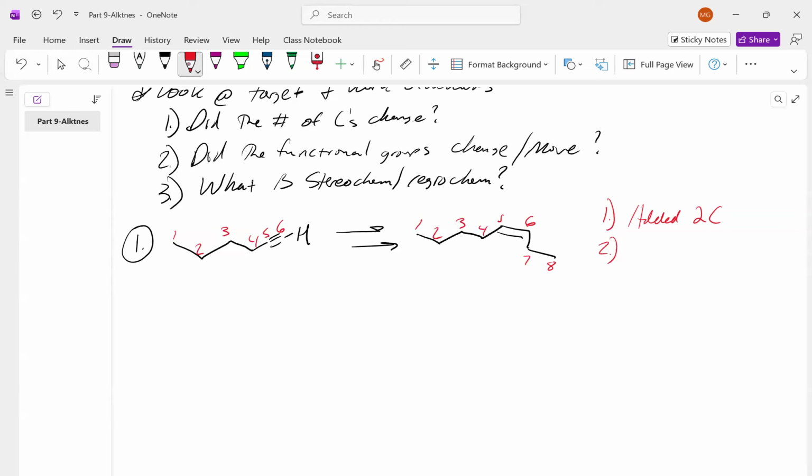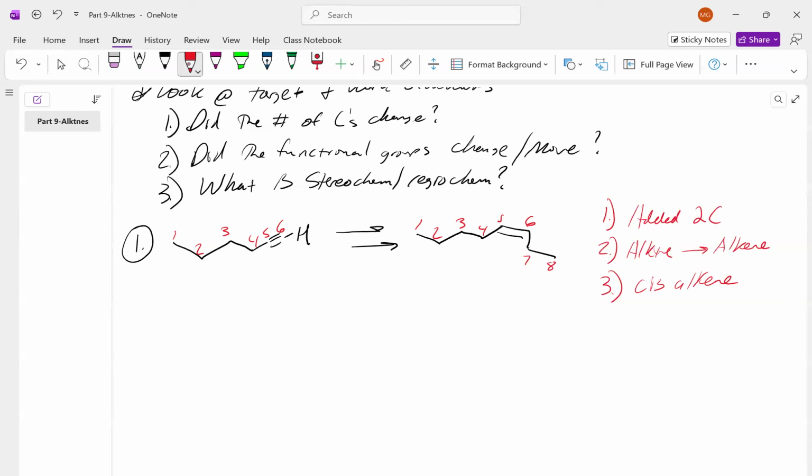Was there a functional group change? Well, yeah, I started with an alkyne and ended up with an alkene. And then number 3, do I have to deal with any stereochemistry or regiochemistry? I want you to look really closely at our target. Look at carbons 5 and 6. Is that a stereospecific double bond? Is there any stereochemistry to that? Yeah, that's a cis alkene. So my reactions need to address all three of these things.